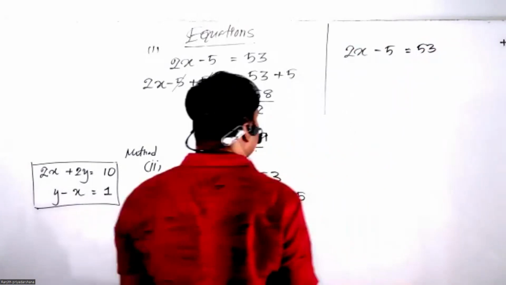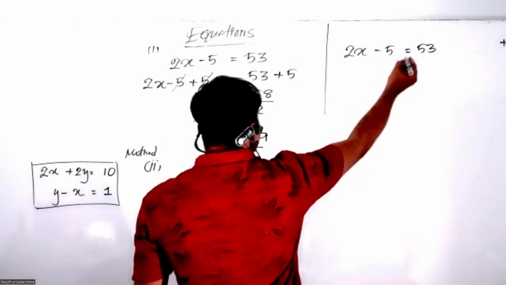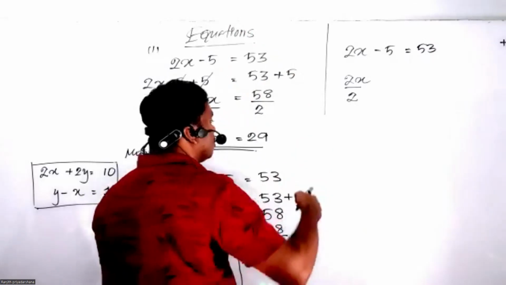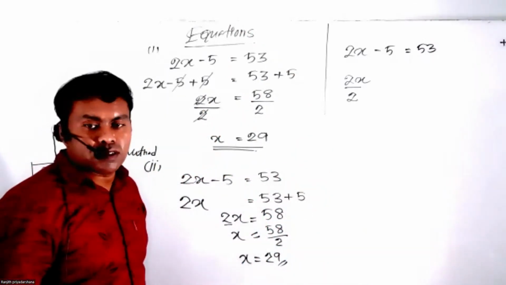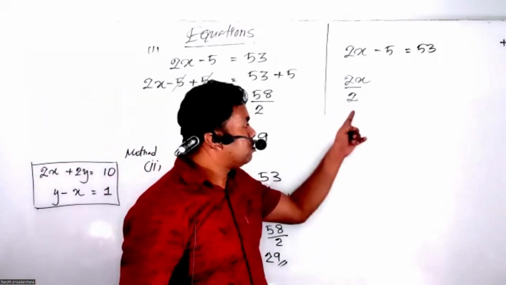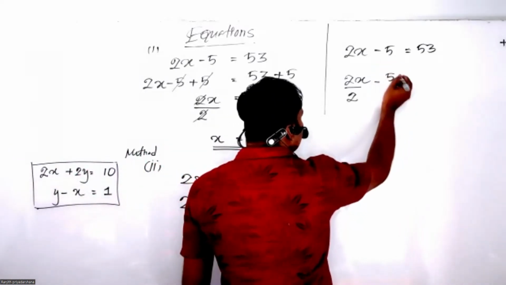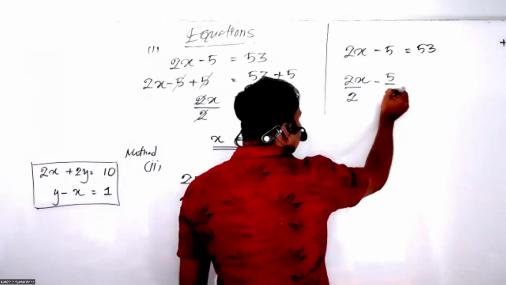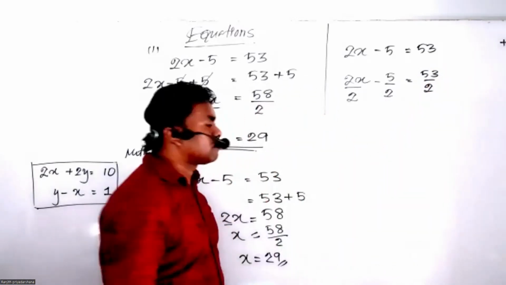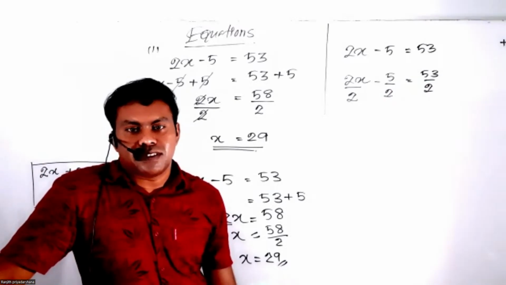This is your sum. If you are trying to remove this 2 first, you have to divide this 2x by 2. Actually, let's see, you know that concept. If you want to remove this 2, you have to divide it by 2. Right. Then what you do to this 5? Then 53 division 2.